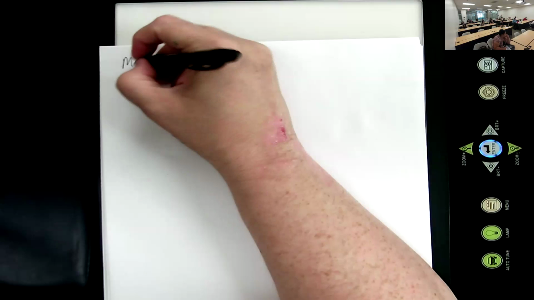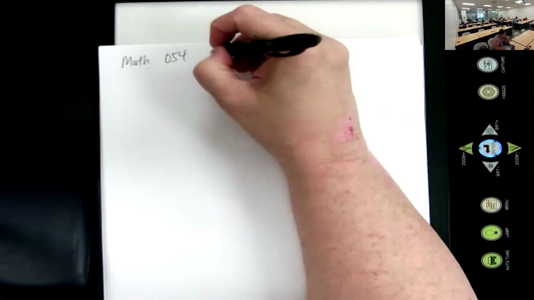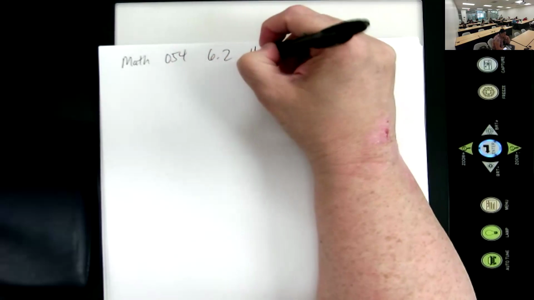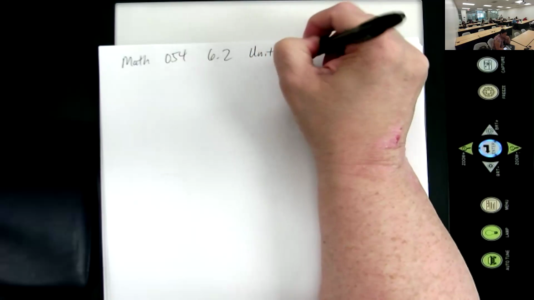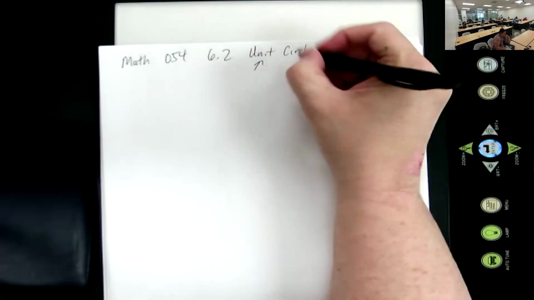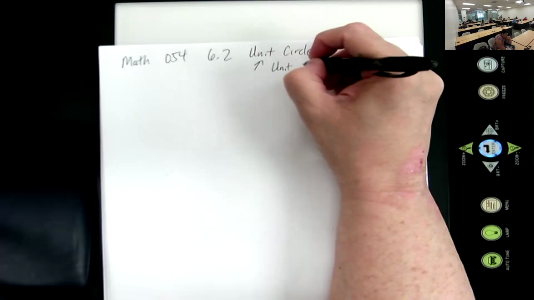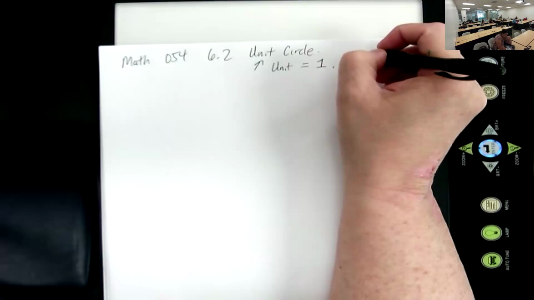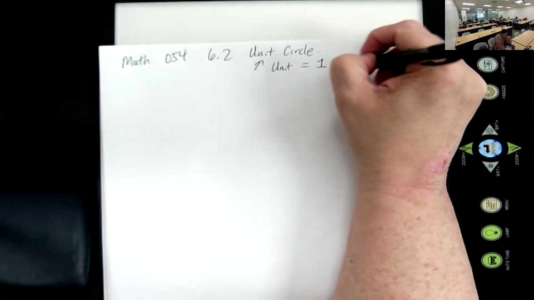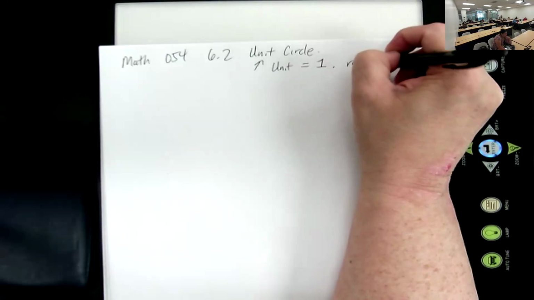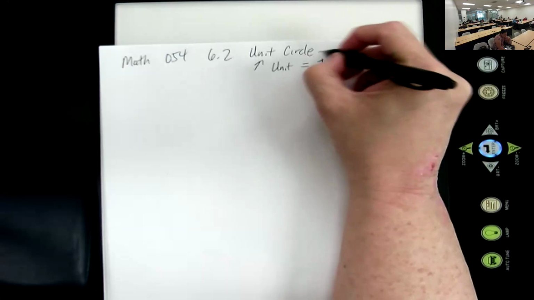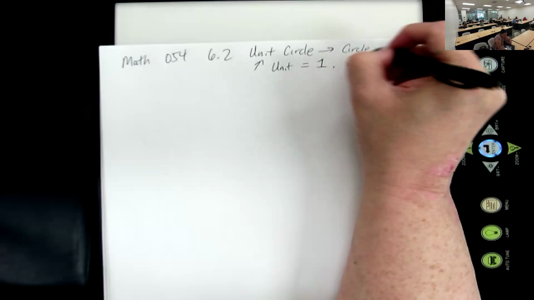All right, so we're doing 6.2. This is on the unit circle, and some stuff related to some physics. Unit, when you see unit in anything in math, unit means one. In this case, radius 1. So unit circle is a circle of radius 1.